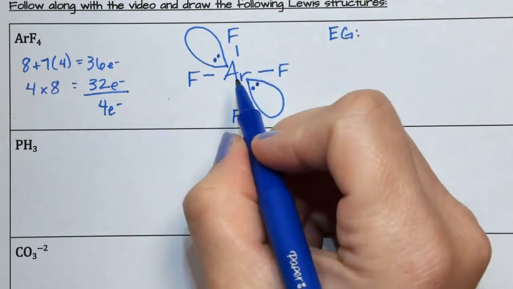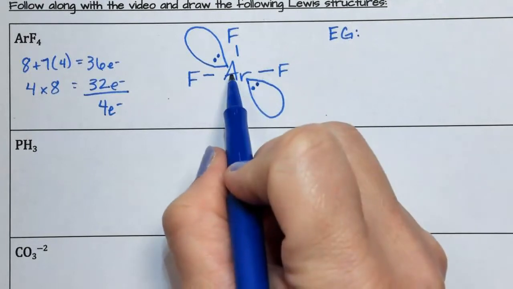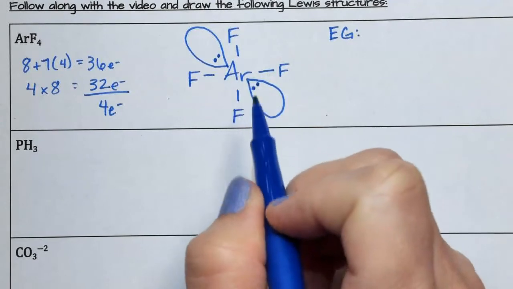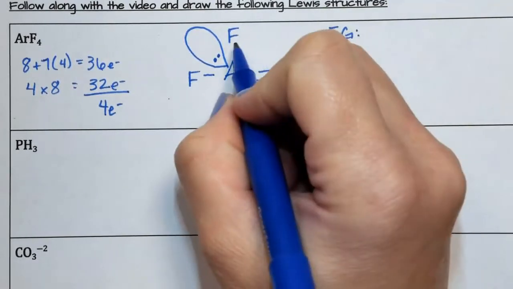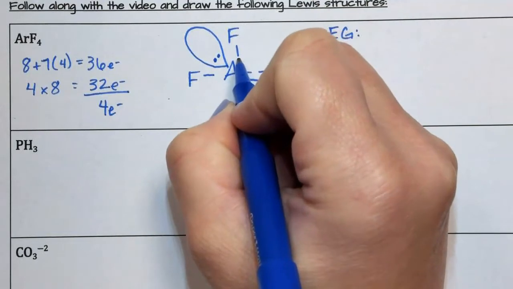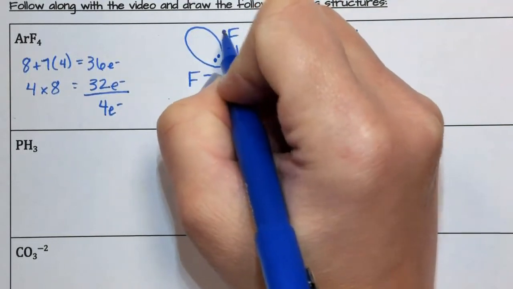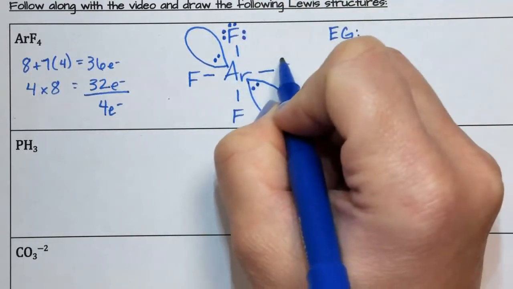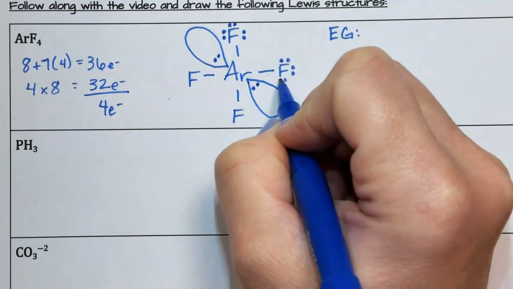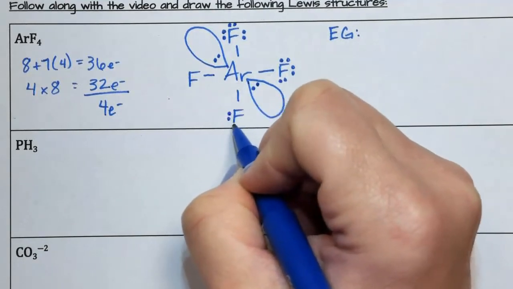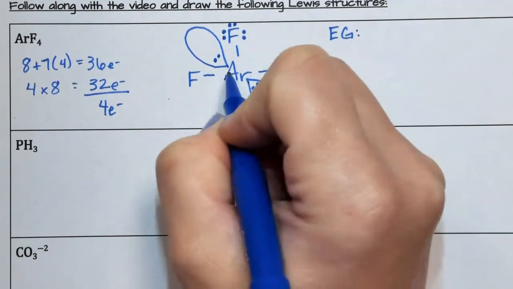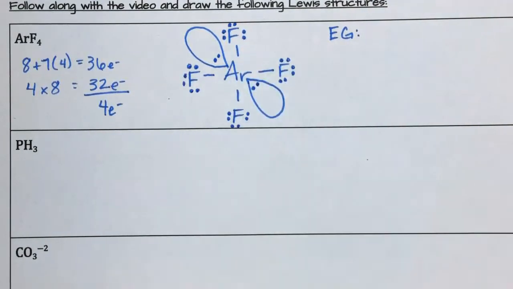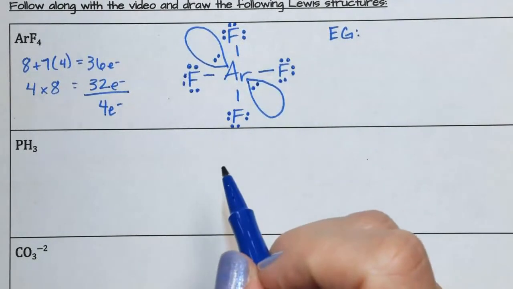Now, we need to make sure that all of our atoms have octets. So far, argon has 2, 4, 6, 8, 10, 12. It has more than an octet, so no need to add any more electrons to argon. Each fluorine so far has 2 in the dashed line, so we'll do 4, 6, 8. Each of the fluorines counts up to 8. So now all of our atoms have octets around them.